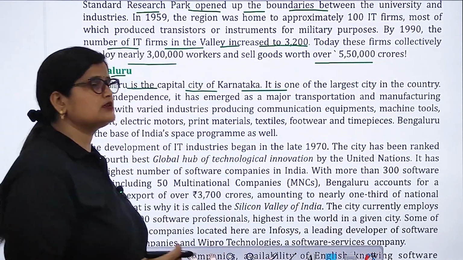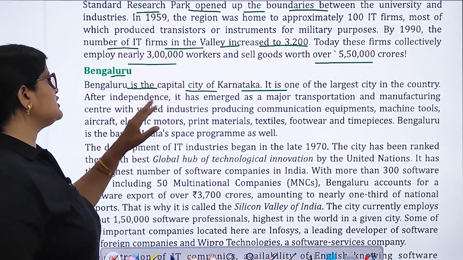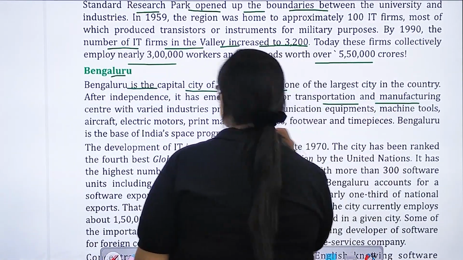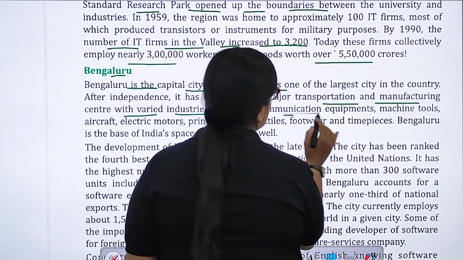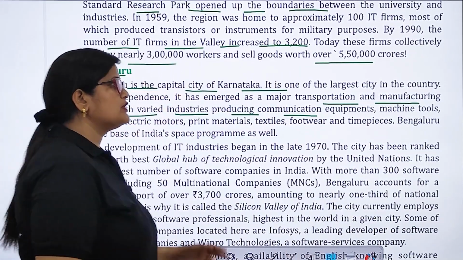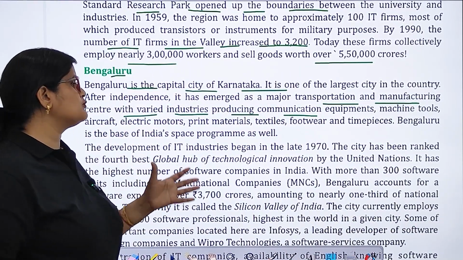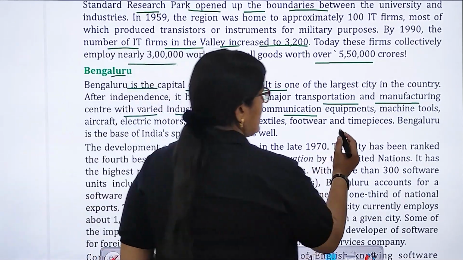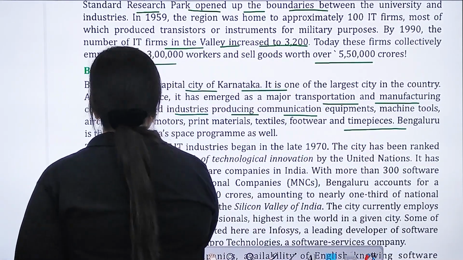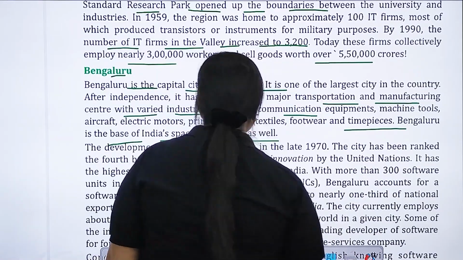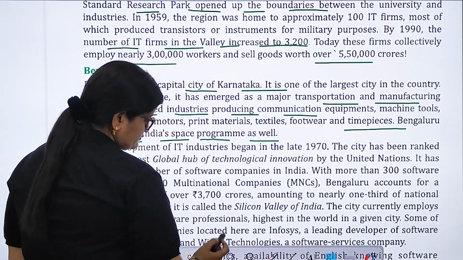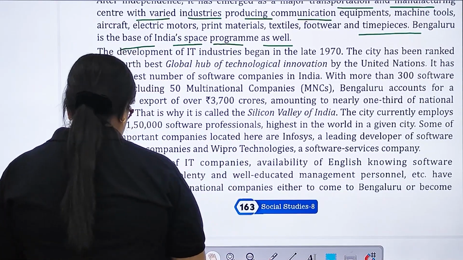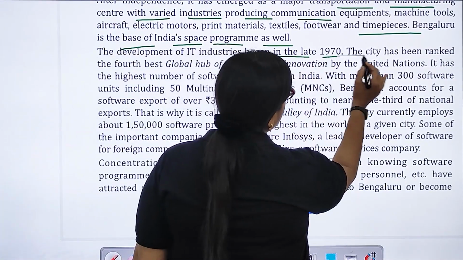It is one of the largest cities in the country. After independence, it has emerged as a major transportation and manufacturing center with varied industries producing communication equipment, machines, tools, aircraft, electric motors, print materials, textiles, footwear, and timepieces. Bengaluru is the base of India's space program as well. The development of IT industries began in the late 1970s.